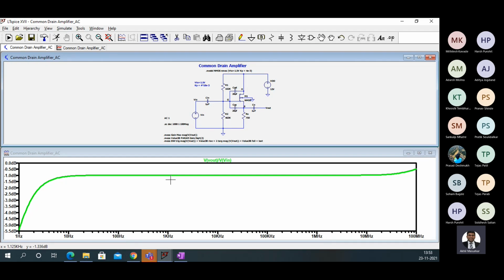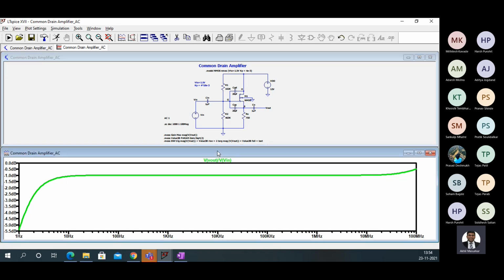In the Viva they will ask you, if the gain in dB is positive, then is the gain greater than 1 or less than 1? The answer should be: if the gain in dB is positive, then the gain is greater than 1. If the gain in dB is negative, then the gain is less than 1. And if the gain in dB is 0, then the gain is equal to 1. Have you understood this? Yes, sir.